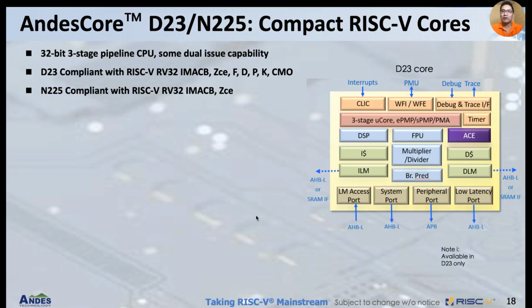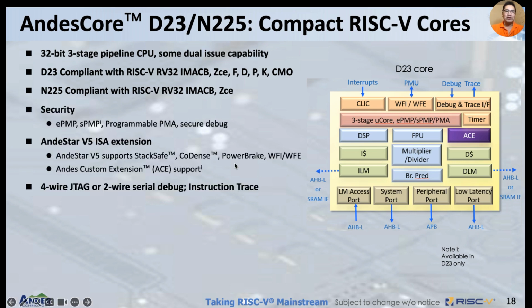Next, let's look at the compact RISC-V cores, D23 and N225. They are 32-bit 3-stage pipeline cores with some dual-issue capability, and they support many of the latest RISC-V extensions. D23 supports the IMACB, ZCE, F, D, P, K, and CMO extensions, whereas N225 is a more simplified design and does not support floating-point, DSP and caches. And they support many of the security functions and all the NDS V5 ISA extensions.